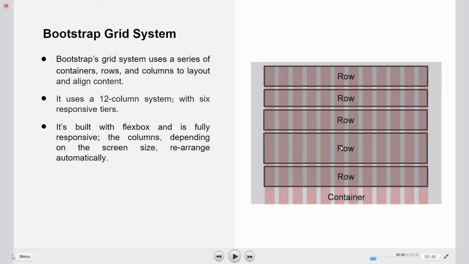Okay, so if it is a mobile, then the mobile screen will also be considered as 12 columns. If it is a tab screen, it is also considered to have 12 columns. And if it is a desktop, that is also considered to have 12 columns. So Bootstrap considers every screen is divided into 12 columns. That is the first information you have to keep in your mind for the grid system.